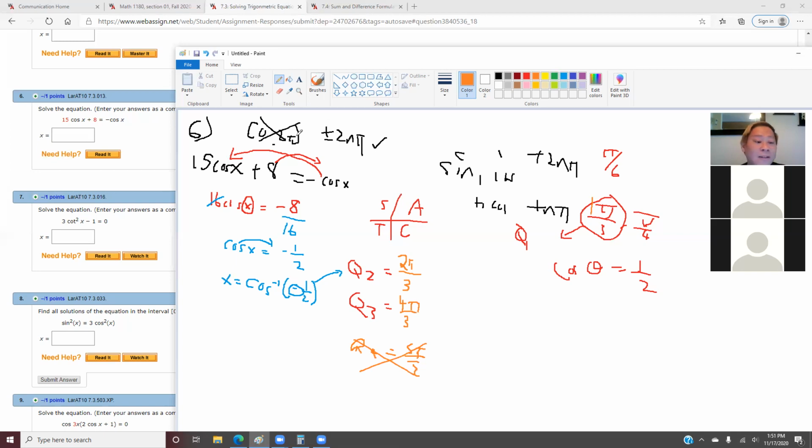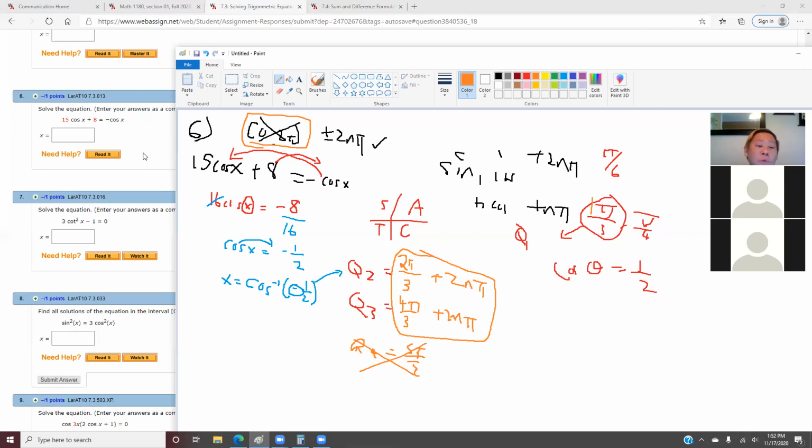However, if the question is asking for the domain 0 to 2 pi, then yes, you give me this answer. But since this doesn't ask for that, you have to add 2n pi. So this is your answer for question 6. Got it, Emily? Yeah, thank you.